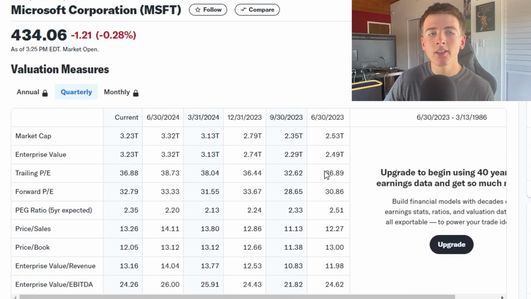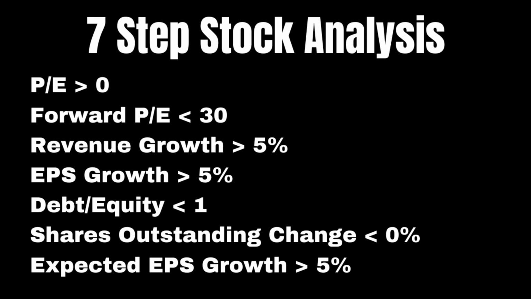If we go ahead and look at Microsoft, we can see their trailing PE ratio is about 37, which is greater than 0, meaning Microsoft does make money and is profitable. However, if we look below that, we can see the forward PE ratio is 32.79, which is greater than the 30 that we want. So first off, we have a check for the PE ratio of greater than 0. However, we do have an X for the forward PE ratio, which is greater than 30.